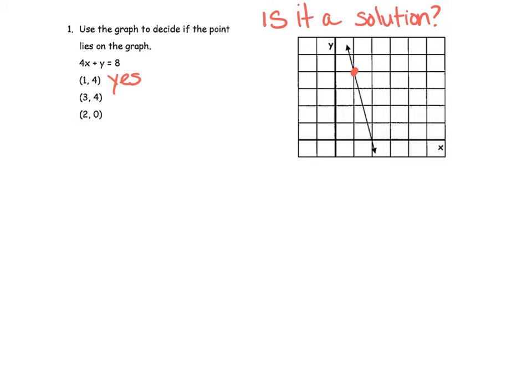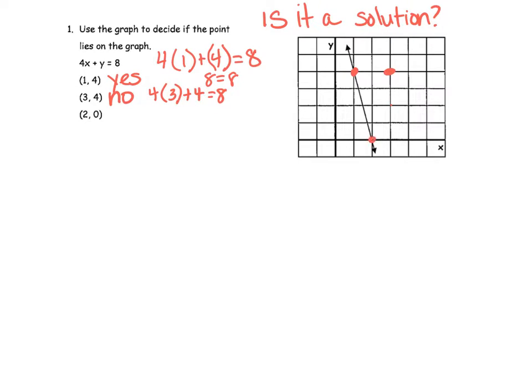I also want to point out that if I plugged it in mathematically, yes, 8 equals 8. Second one, 3 comma 4. Over 3 up 4. No. It also means if I plugged it in, no. 16 does not equal 8. So no. How about 2 comma 0?